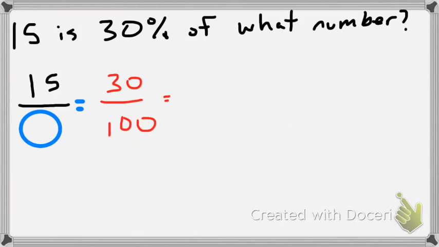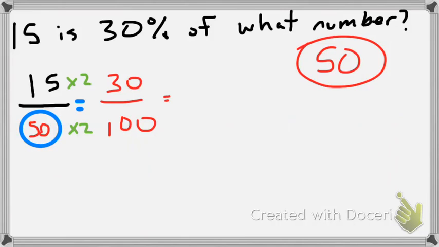So what we're going to do is see that 15, how do we change 15 to a 30? Times it by 2. So 15 times 2 is 30. So what number times 2 equals 100? And that would be 50. So 15 is 30% of 50. So if you had a 50-point question test and you got 15 right, you would have a 30%.